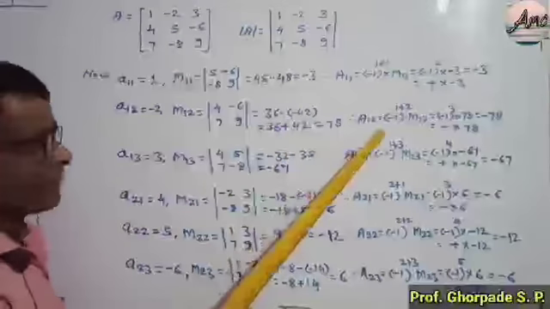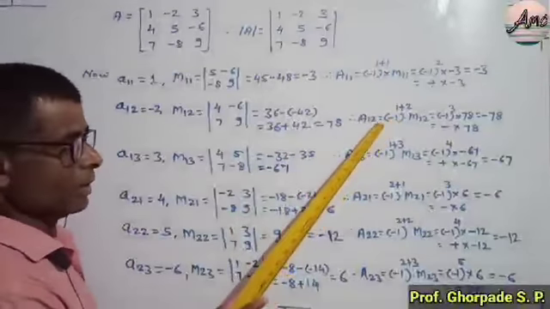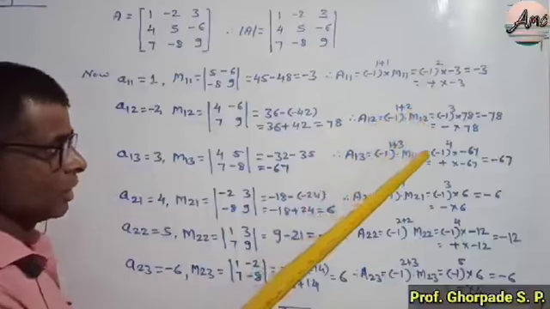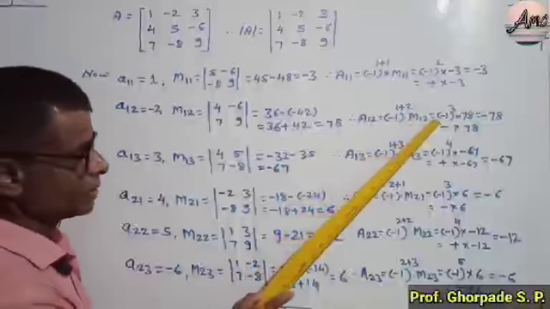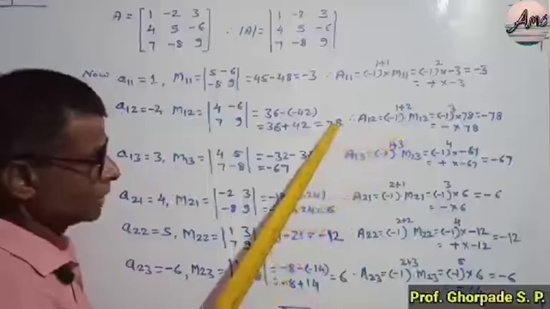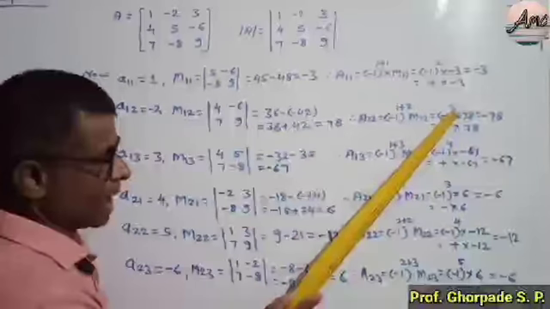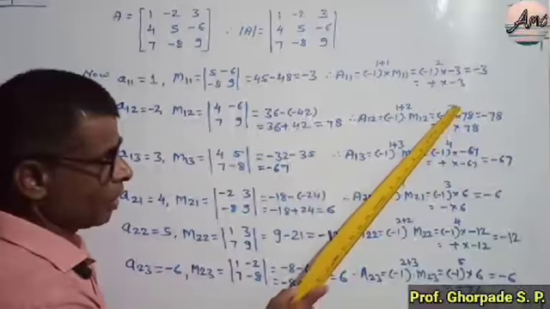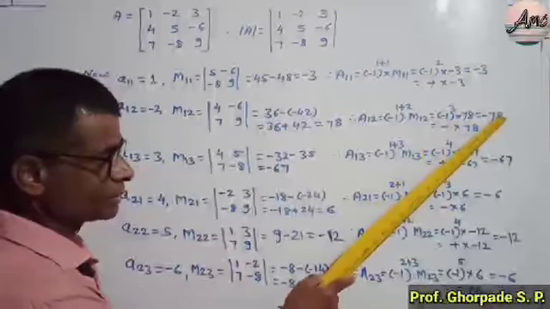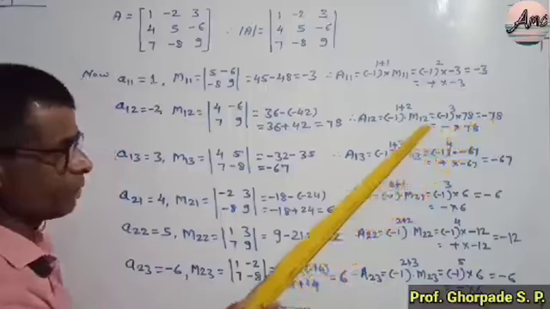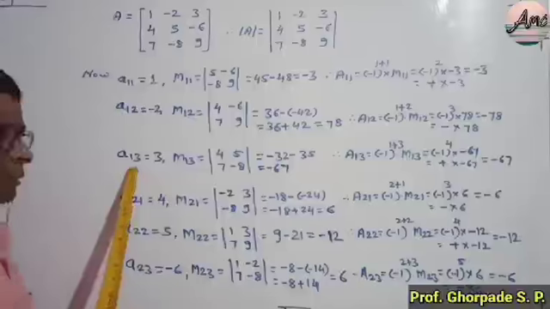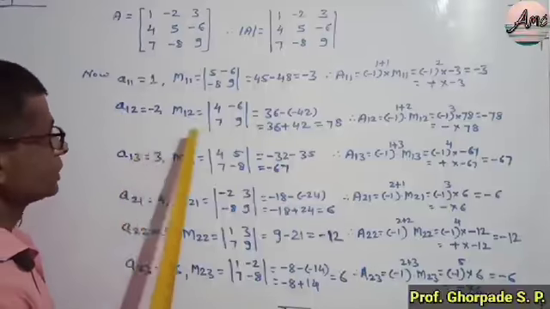Then its cofactor. A12 is equal to minus 1 to the power of row plus column, 1 plus 2, into M12. That is equal to minus 1 to the power of 3 into M12, which is 78. If the power of negative term is odd, you will get a negative value. So minus into 78 is minus 78. This minus 78 is the cofactor of minus 2. Then take A13, first row, third column, which is 3 here.